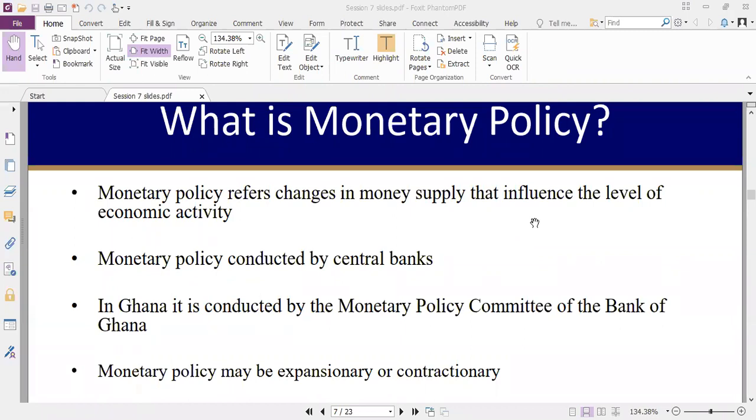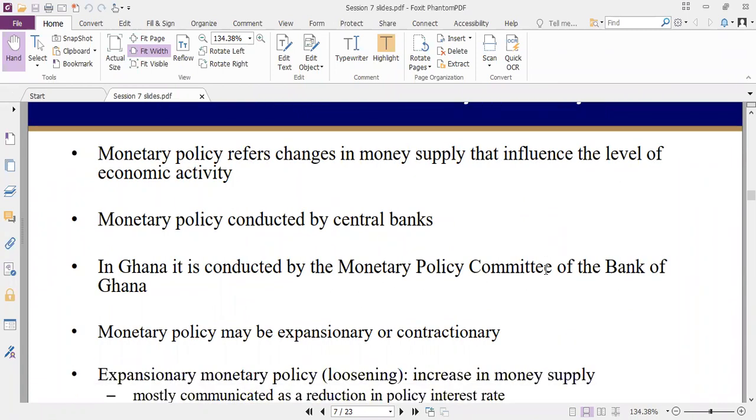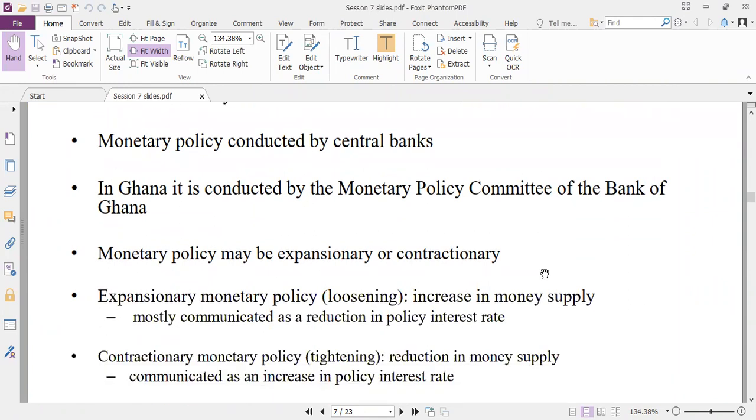rate. Okay, so if it is contractionary monetary policy, it basically means that government is trying to reduce money supply in the system. Okay, so if government is doing that, then it means it is actually increasing what, the policy rate. Okay, so that's the distinction between expansionary monetary policy and contractionary monetary policy.